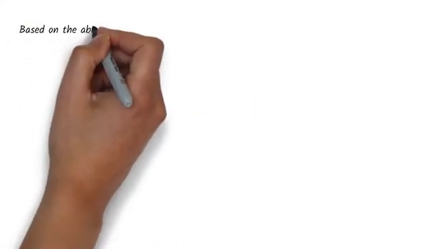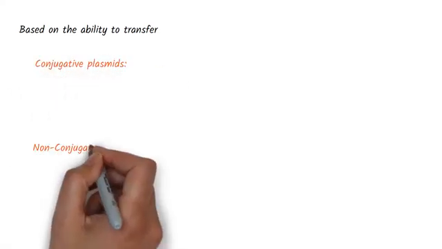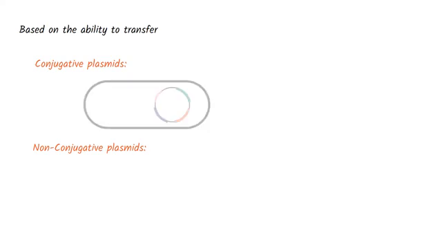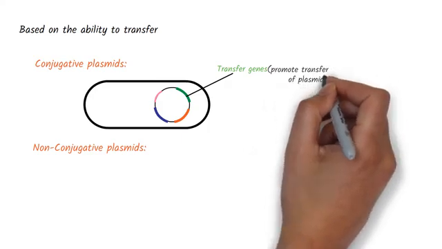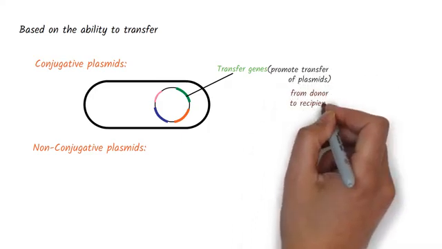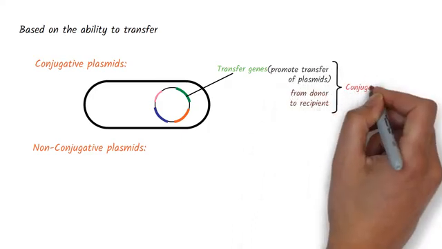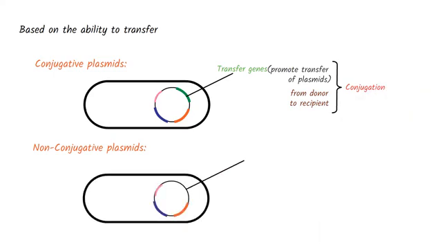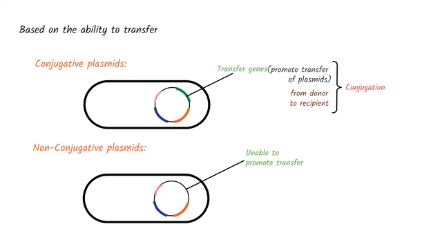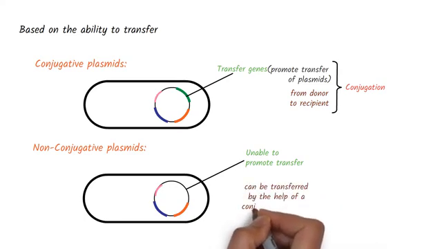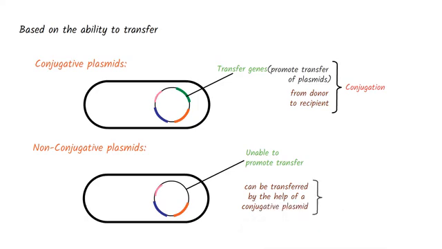Based on the ability to transfer from one cell to another cell, plasmids are classified as conjugative plasmids and non-conjugative plasmids. Conjugative plasmids contain transfer genes that promote transfer of plasmids from the donor cell to the recipient cell, by a process called conjugation. A non-conjugative plasmid is unable to promote transfer during conjugation. However, a non-conjugative plasmid can be transferred with the help of a conjugative plasmid, through a process called mobilization.